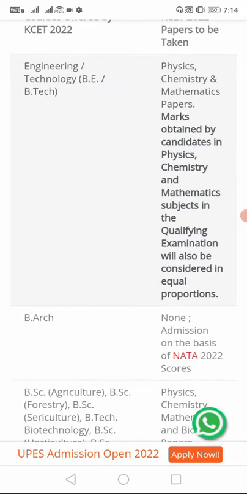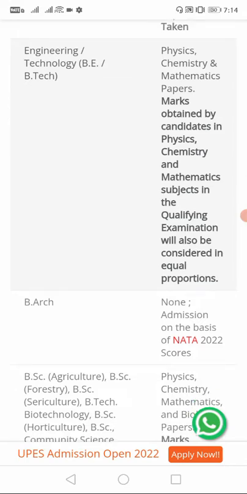Okay, how will the marks be considered? Marks obtained by the candidate in PCM subjects in the qualifying examination will also be considered in equal proportion.